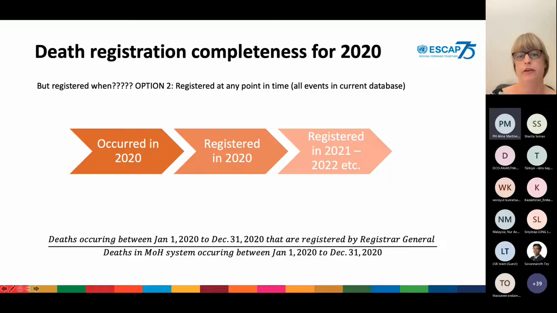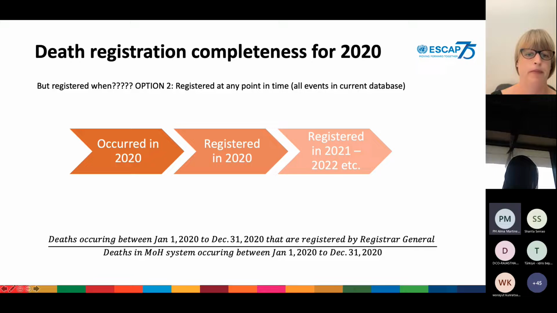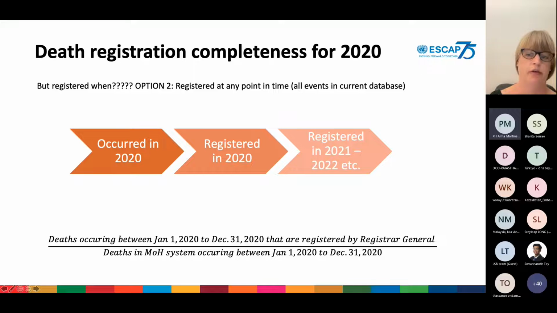A second option might be looking at deaths registered at any point in time. Again, if we're talking about deaths that occurred in 2020, they could be registered in 2020, in 2021, in 2022, or 10 years from now, say 2032, and they could have occurred in 2020. So we're not putting any limitation on the delay between occurrence and registration.